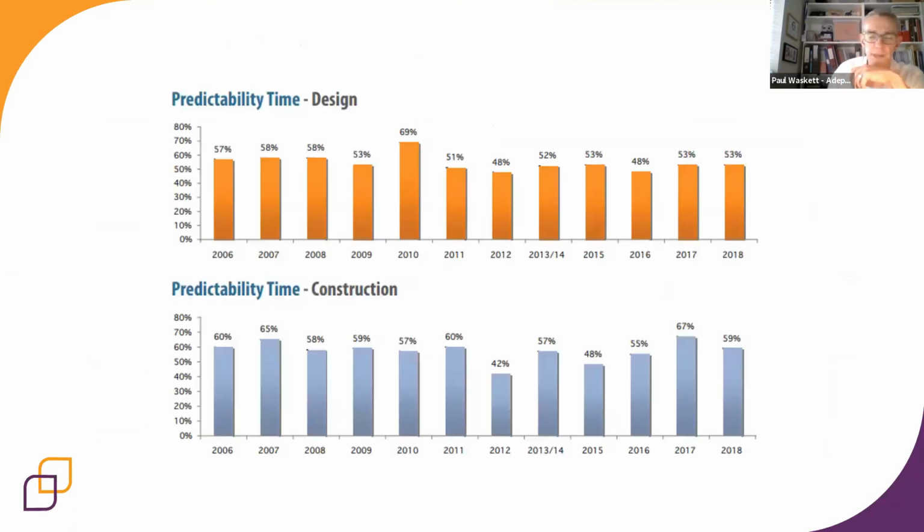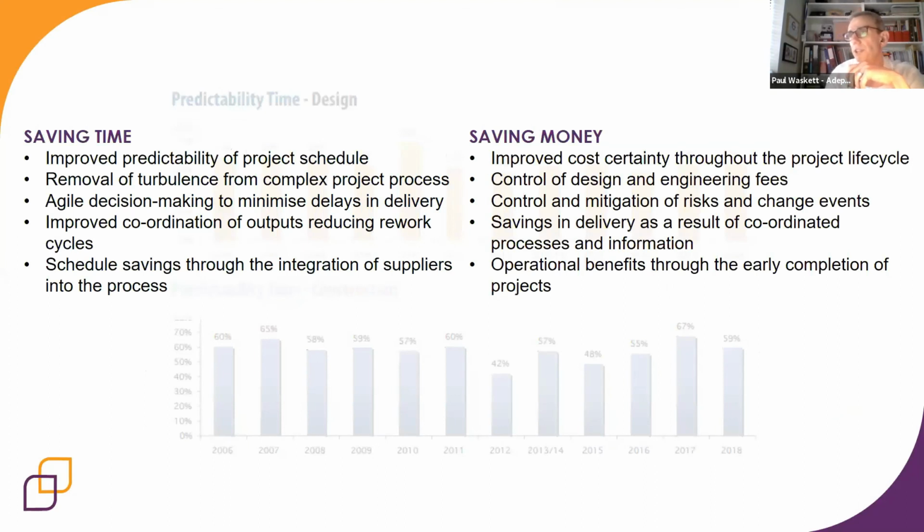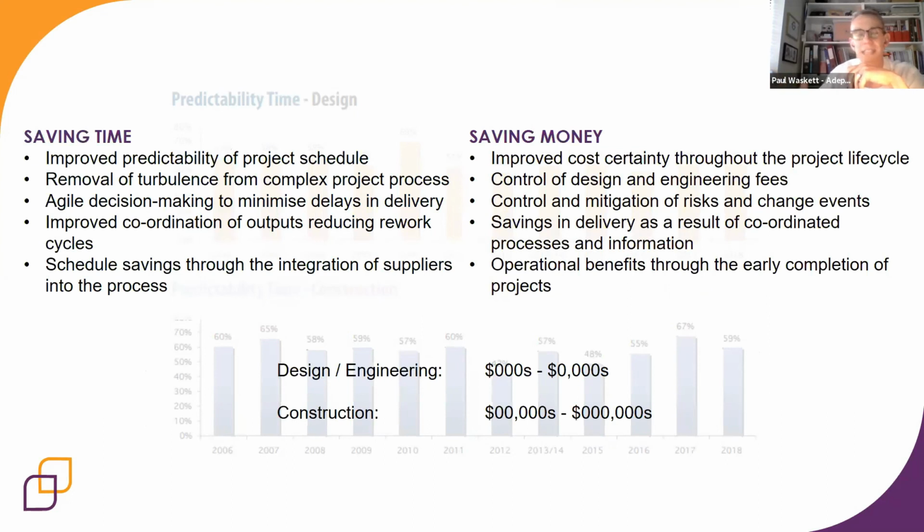So just to finish up, I'm going to go right back to the beginning. This is all about improving predictability, and what we've seen is a number of benefits in that area on these two projects, and indeed on some others. And what you get is savings in the design stage as a result of removal of wasteful process, measured in the thousands to the tens of thousands, and a knock-on effect into construction measured in the hundreds of thousands, and even beyond that into the millions in some cases, through this improvement in predictability.